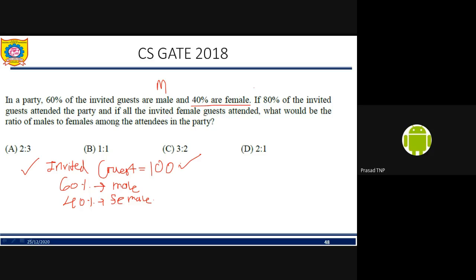Then the second sentence is, if 80% of the invited guests attended the party, it means actually how many people attended the party, which is 80% of invited. 80% of the invited guests have attended the party.